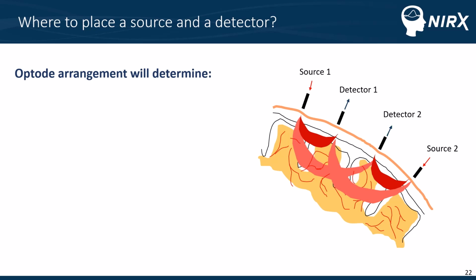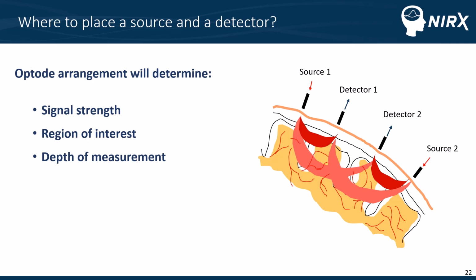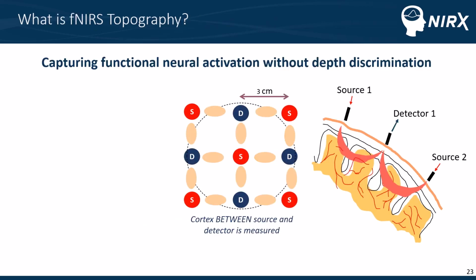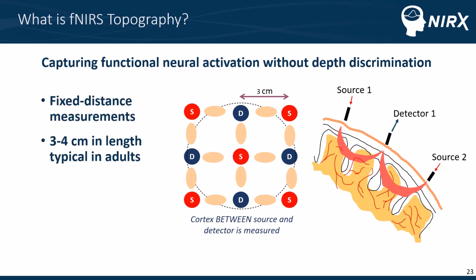So where to place a source and a detector? Well, the optode arrangement will determine your signal strength, region of interest, depth of measurement, and spatial resolution, referring to both depth and surface resolution. So now would be a good time to differentiate topography and tomography. Topography, and this is the image we saw earlier, captures functional neural activation without depth discrimination. And it does so by placing your sources and detectors at equal distances apart from each other and only being interested in those channels formed by the nearest neighbor. This is typically done with 3 to 4 centimeter channels in adults and closer to 2.5 centimeters in infants.